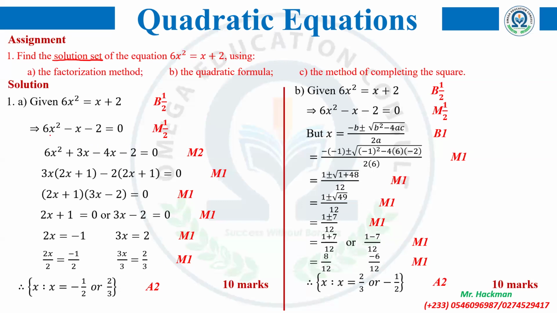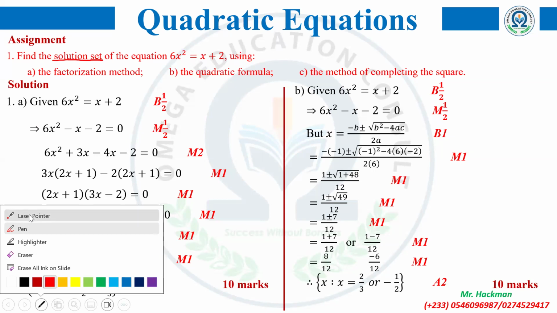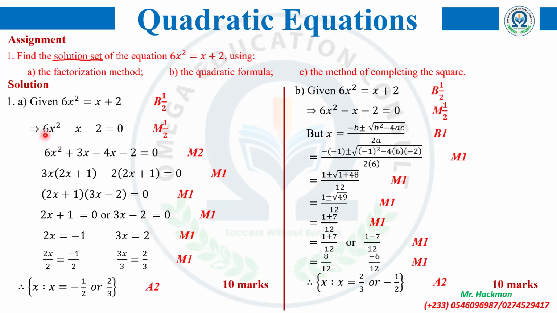Now, after this, what do we do? By the factorization method, we have to multiply the A, which is the coefficient of x squared, and the C. If you multiply, you are going to get minus 12. So we need to look for a factor pair of minus 12, that is, when you multiply, you get minus 12.